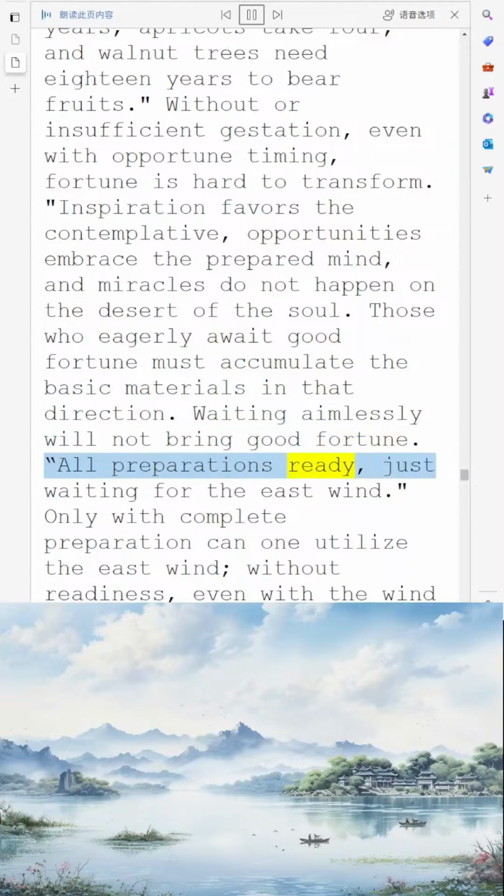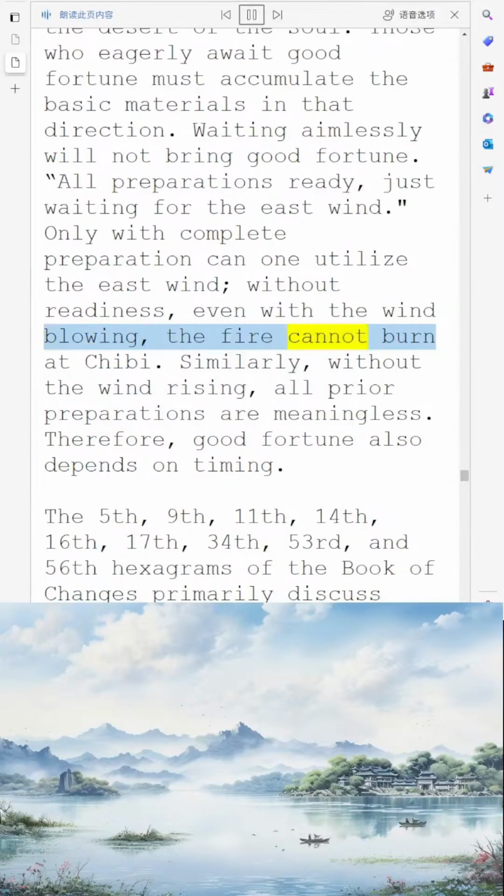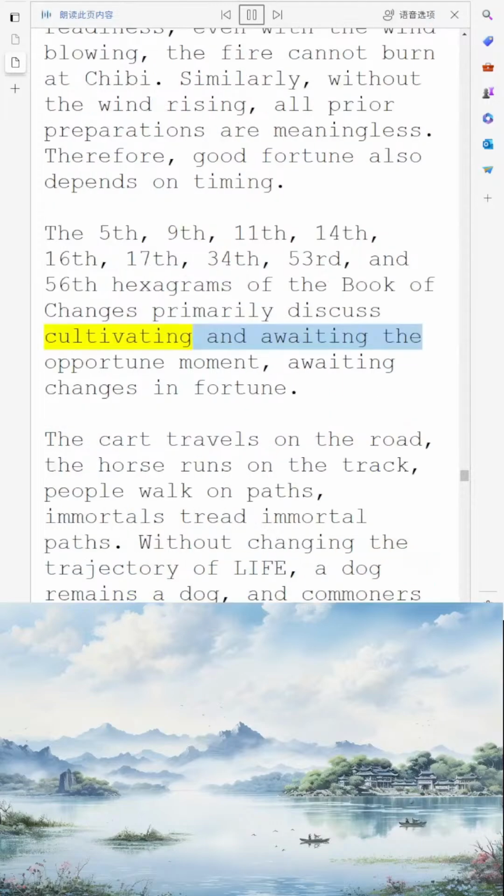All preparations ready, just waiting for the east wind. Only with complete preparation can one utilize the east wind. Without readiness, even with the wind blowing, the fire cannot burn at Chibi. Similarly, without the wind rising, all prior preparations are meaningless. Therefore, good fortune also depends on timing. The 5th, 9th, 11th, 14th, 16th, 17th, 34th, 53rd, and 56th hexagrams of the Book of Changes primarily discuss cultivating and awaiting the opportune moment, awaiting changes in fortune.